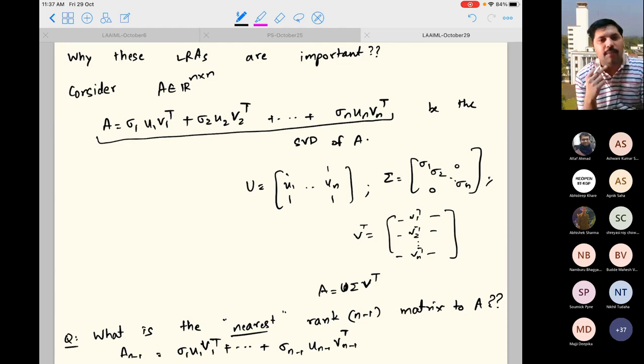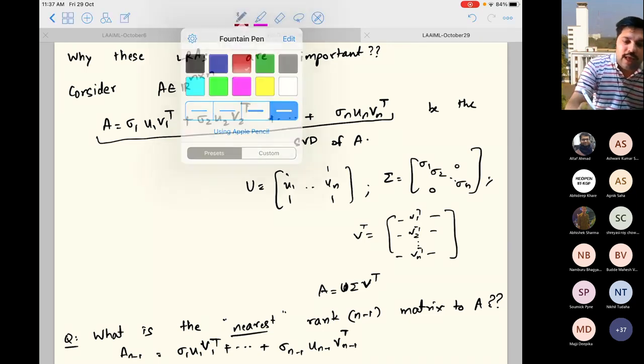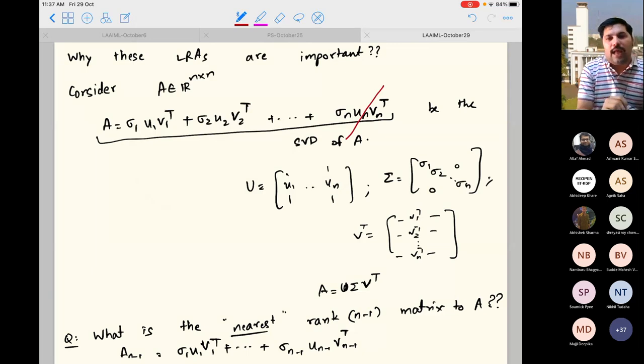So this matrix A n minus 1 that I construct by just removing the last singular value, so to speak. The last term in this expansion I just remove. In other words, I make this sigma n equal to 0. And once I make sigma n equal to 0, what is the matrix that is remaining? The matrix that is remaining is sigma 1 u1 v1 transpose plus up to sigma n minus 1 un minus 1 vn minus 1 transpose, right? And this matrix is the nearest rank n minus 1 matrix to the given matrix A. This is something that you already know.